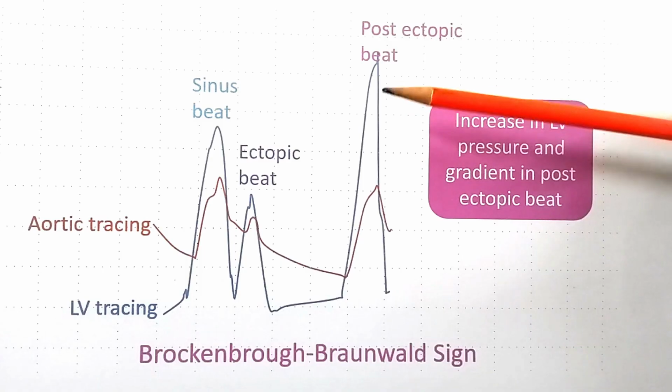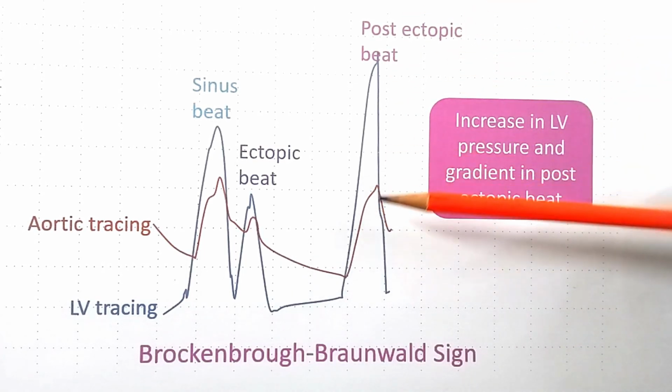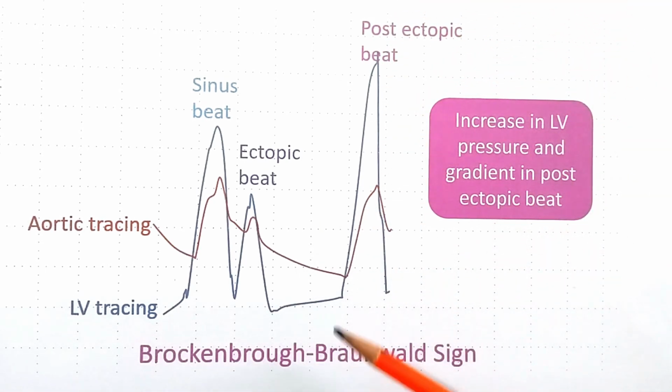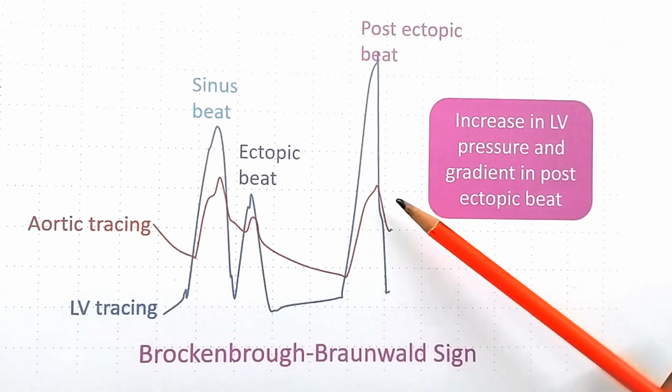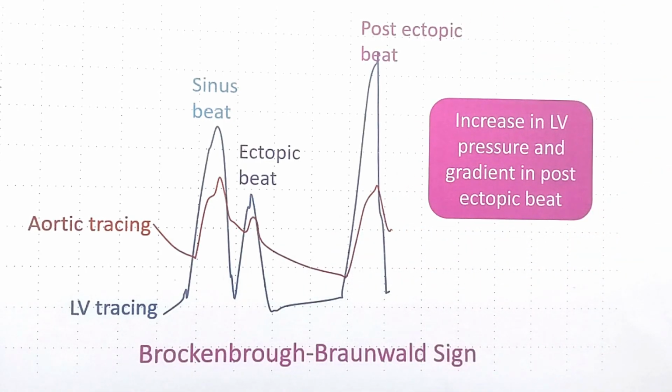This is the higher gradient in the post-ectopic beat, and the left ventricular systolic pressure is much higher. Aortic pressure does not increase so much. That's because of the increase in obstruction. This is the classical Brockenbrough-Braunwald sign during cardiac catheterization in hypertrophic obstructive cardiomyopathy. Ectopics can occur spontaneously or can be induced.